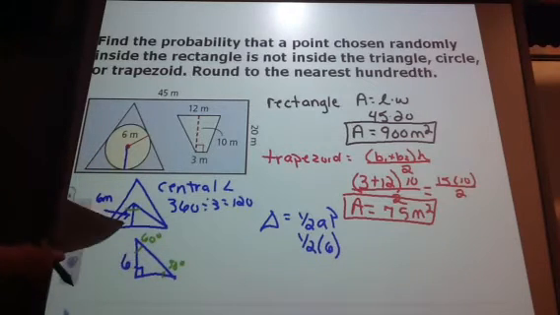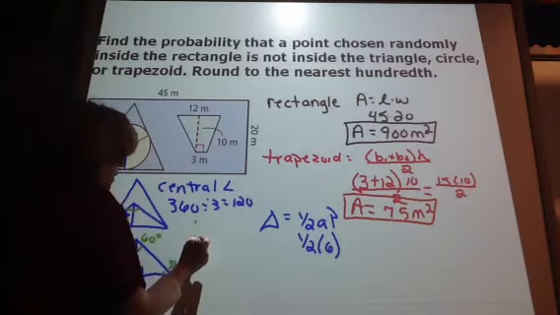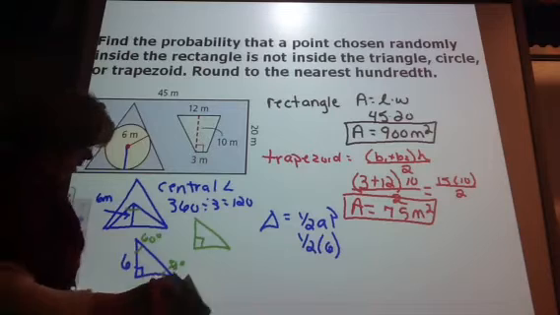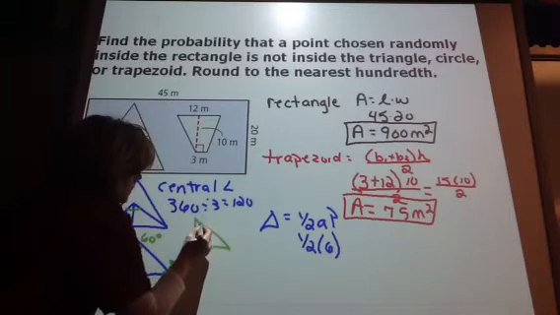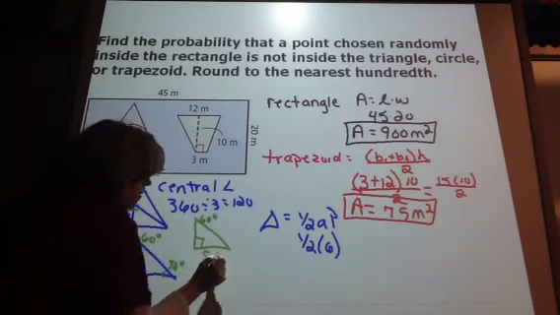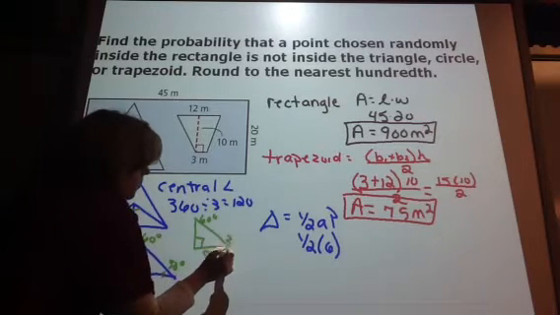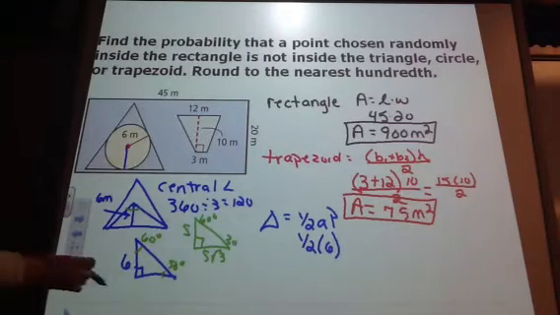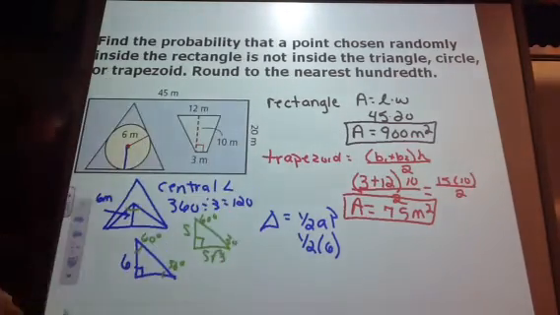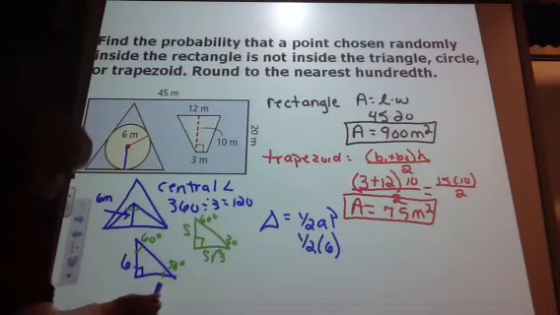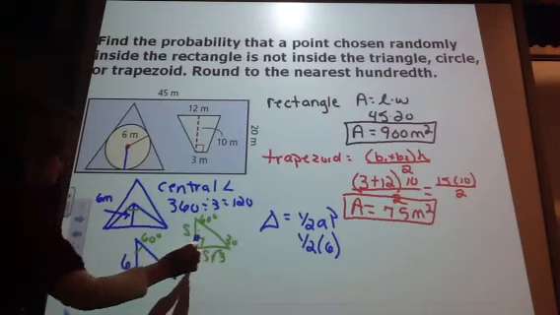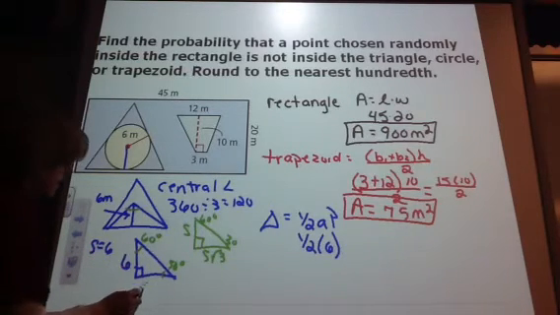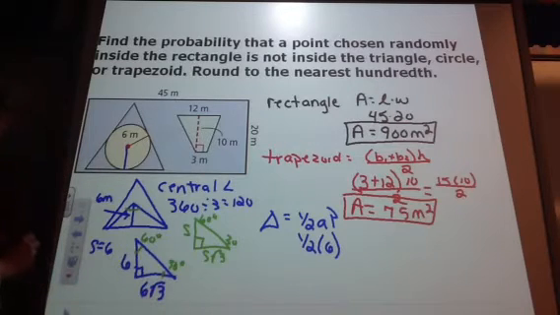So what we can use is our 30-60-90 rule. In our 30-60-90 rule, across from the 60-degree angle is your side times square root of 3. Across from the 30-degree angle is your side. So we can immediately, using our 30-60-90, find out what this segment measure is here. Across from 30 is the side, and the side equals 6. So across from 60 is your side times square root of 3.